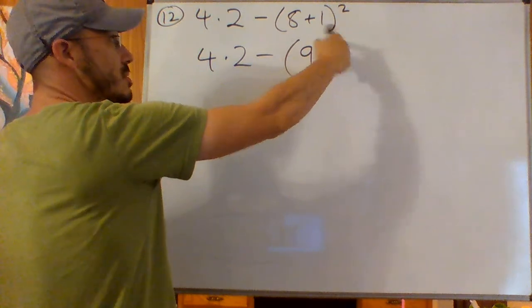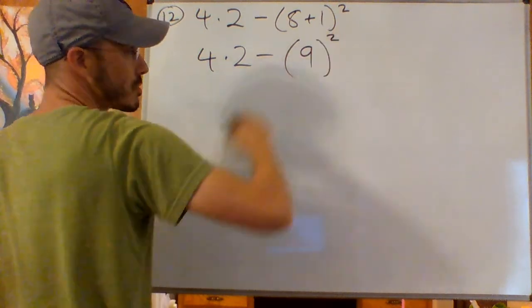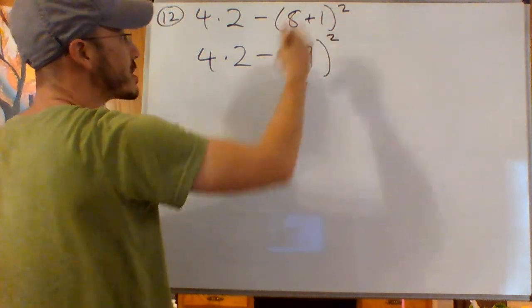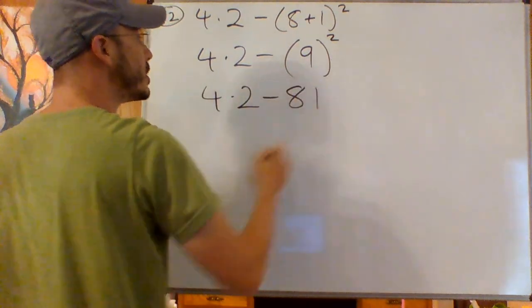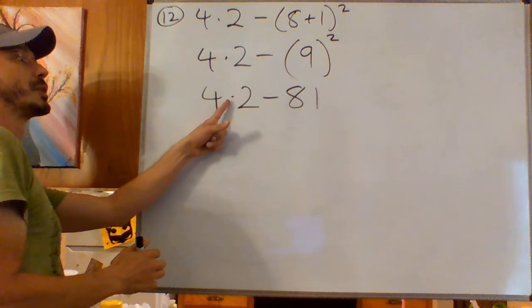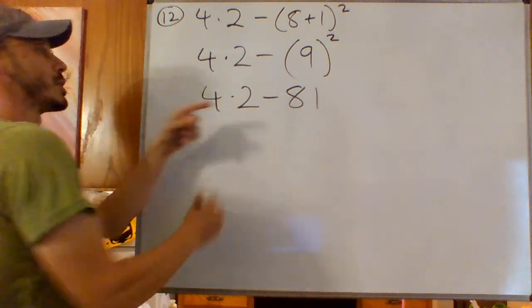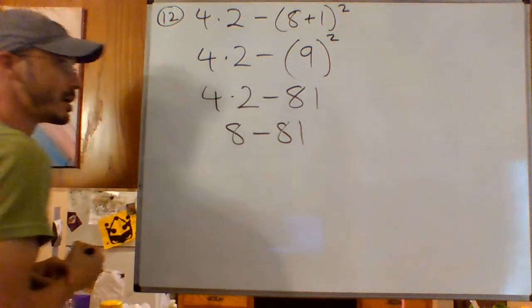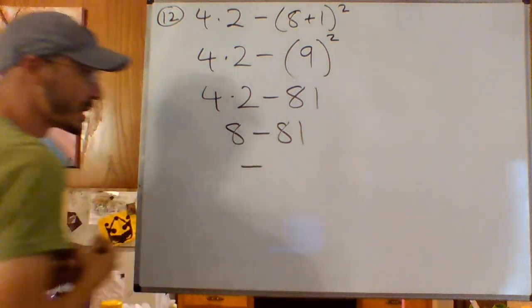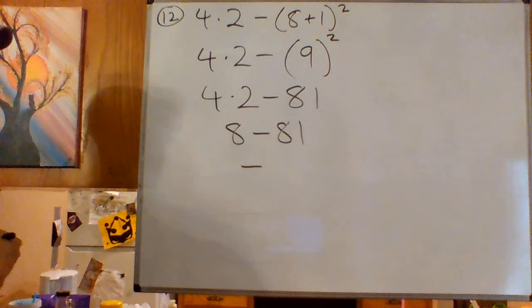Exponents is next. So we need to take that 9 to this second power, 9 squared. 4 times 2 minus 81. Now multiplication comes up next. 4 times 2 is 8 minus 81. And 8 minus 81, that's going to be negative 73.